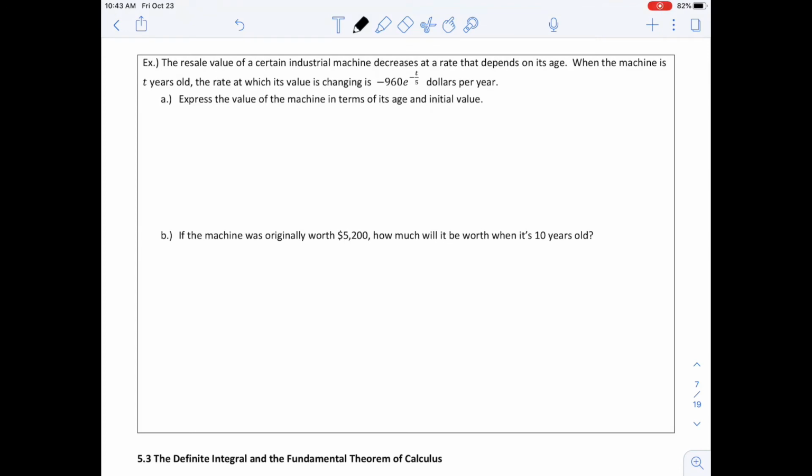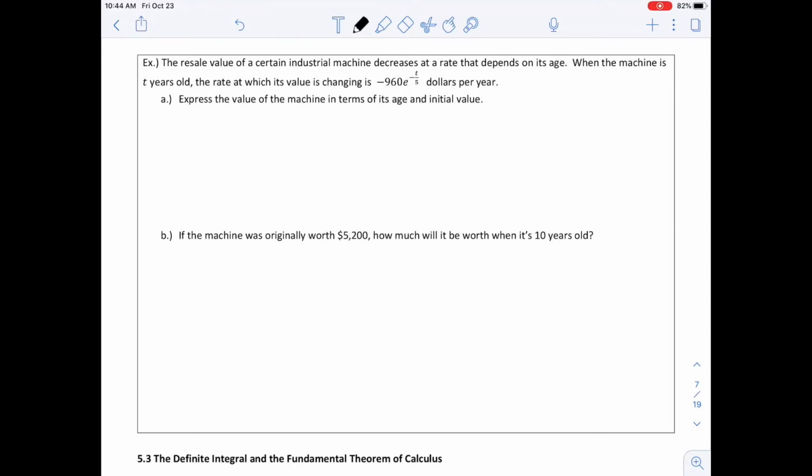The next example says the resale value of a certain industrial machine decreases at a rate that depends on its age. When the machine is t years old, the rate at which the value is changing is negative 960 e to the negative t over 5 per year. Express the value of the machine in terms of its age and its initial value.